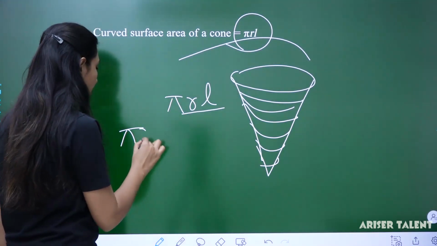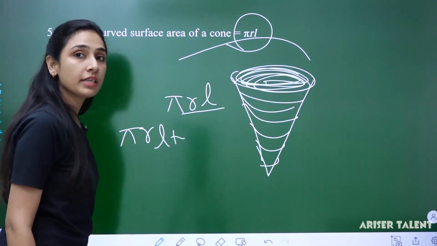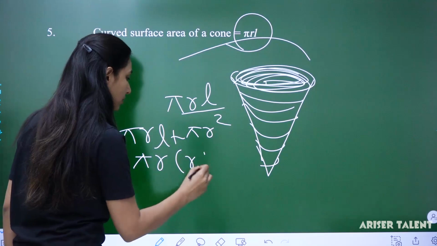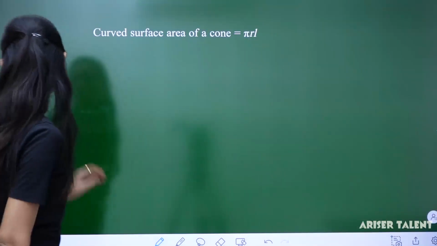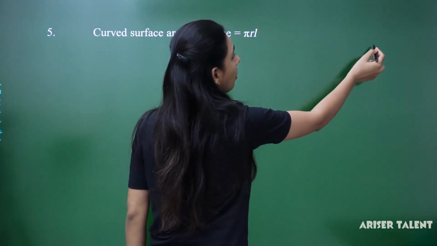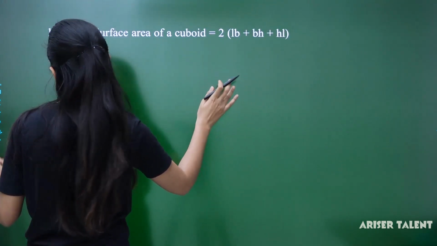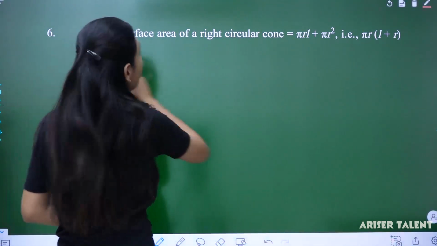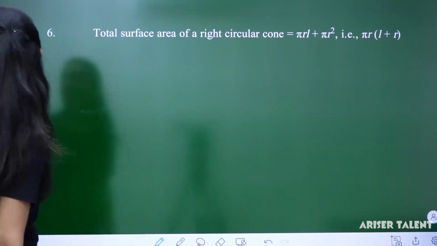Now πrl plus this complete base area will be the total surface area. The base area is πr². You will have the common πr and (r + l) as the total surface area of a right circular cone, πr(l + r). Understood?